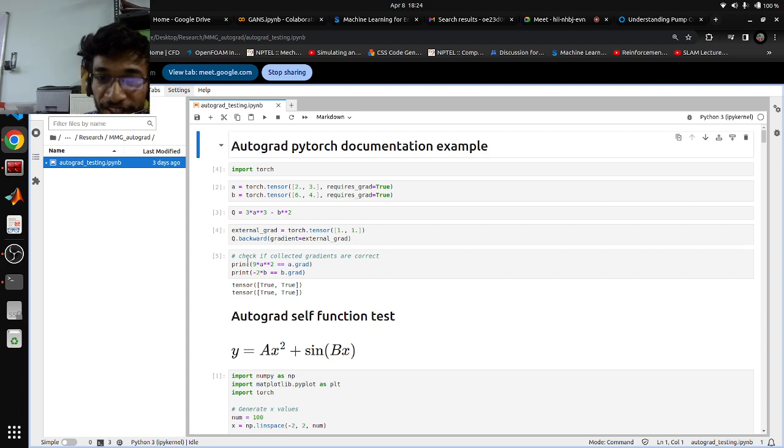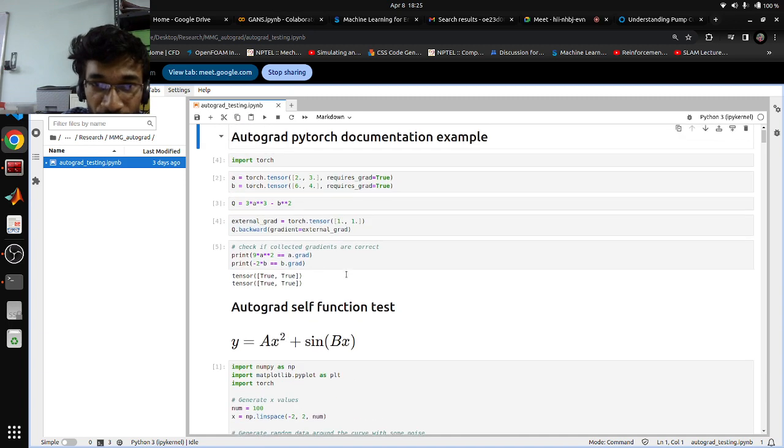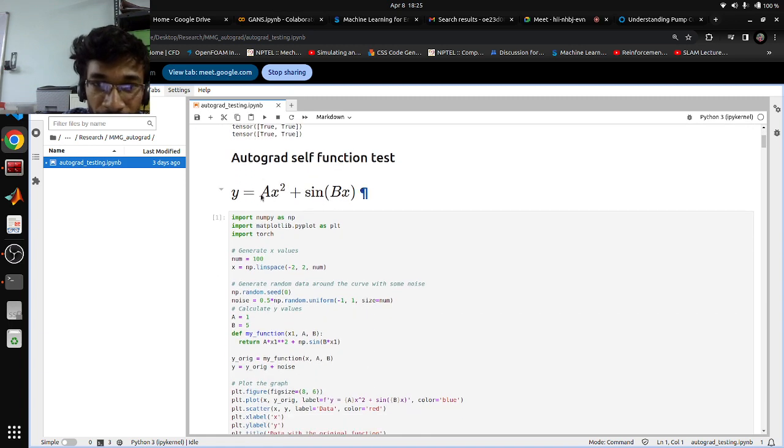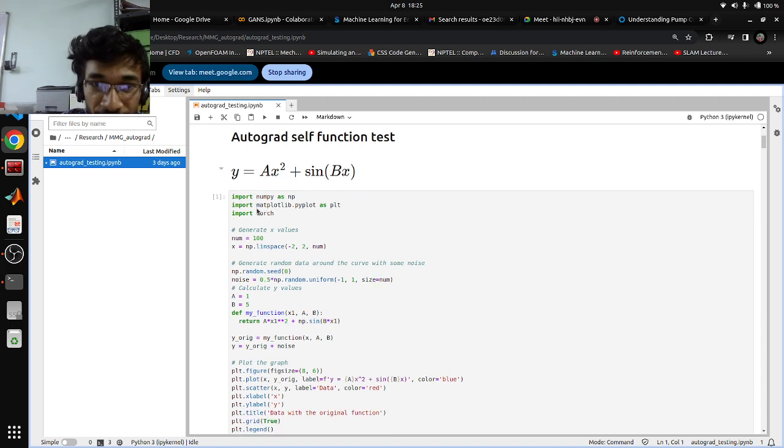So if you want to do that, this sort of a technique helps. This is actually a tool to get those things. What I will do here, instead of the documentation example, is I have created a very simple function. There is a function y is equal to ax square plus sine bx, and here a and b are, let's say, your parameters. As you can see, this might be some underlying physical phenomena.